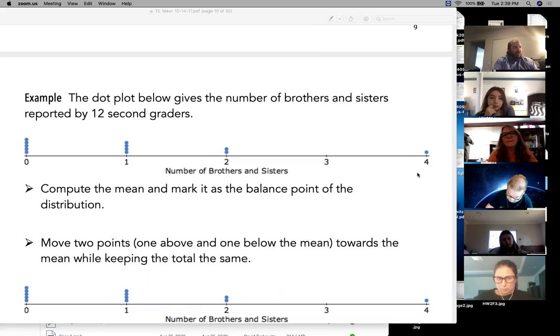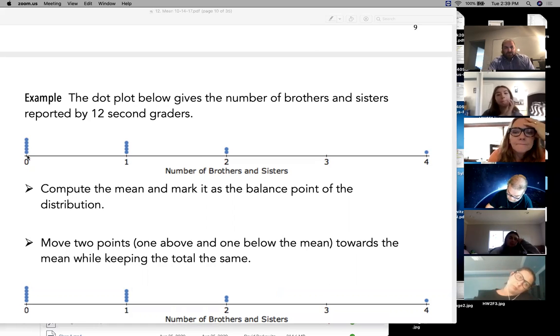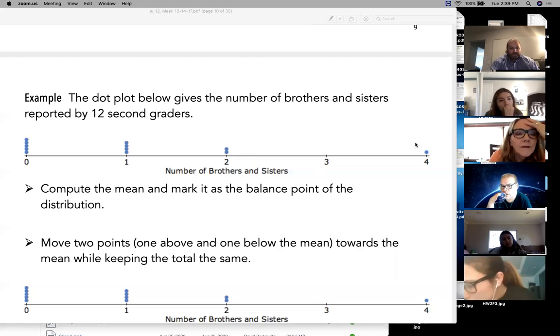The question is, what is the mean? So let's compute the mean. Let's not do it by any other method, but by computation. 0 plus 0 plus 0 plus 0 plus 0 plus 1 plus 1 plus 1 plus 1 plus 2 plus 2 plus 4, all divided by 12. Gives us how much? What's the mean of this example? Do the computation. Don't guess.